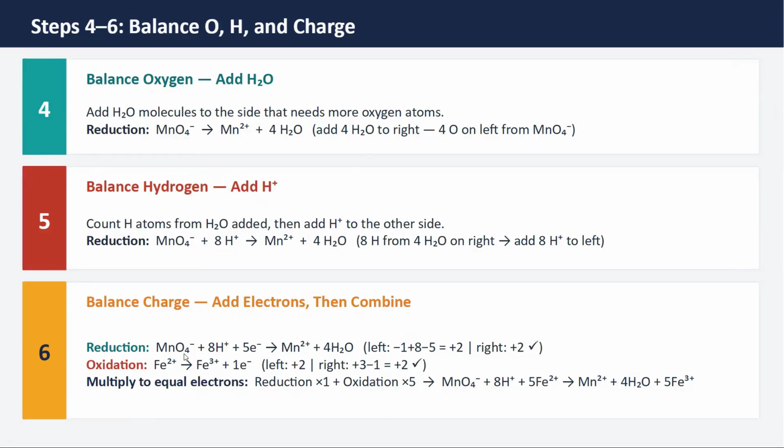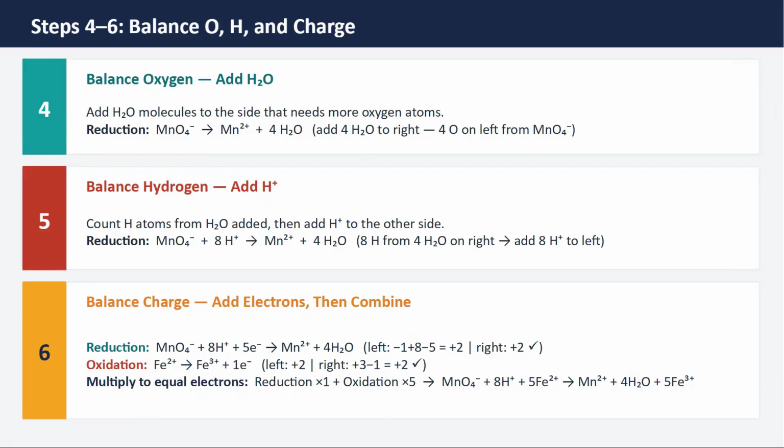So in the reduction part you see MnO4 negative, 8H positive, giving Mn2 positive plus 4H2O. So on the left side, before adding electrons, it was -1 plus 8, so plus 7 charge, and in the product side plus 2. So to balance charge we add 5 electrons in the reactant side so that it has plus 2 charge on both sides, reactant as well as product.